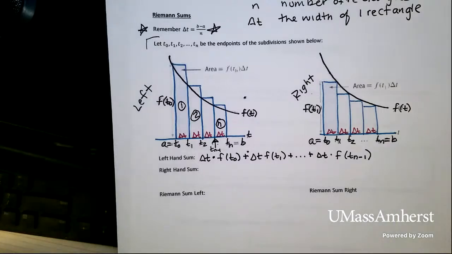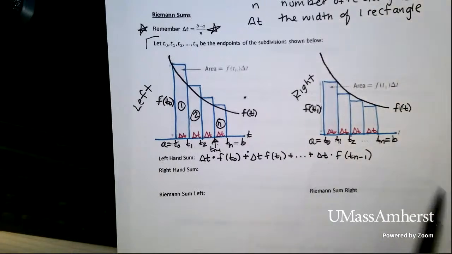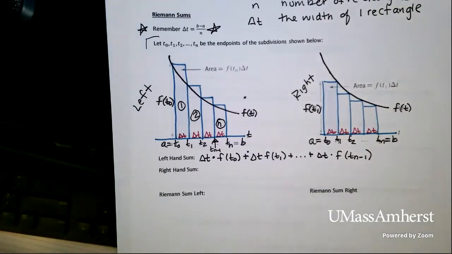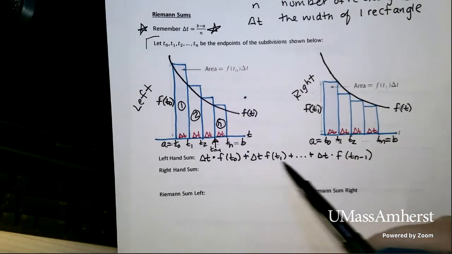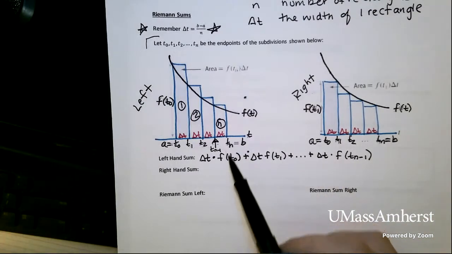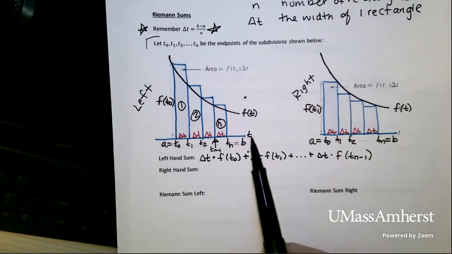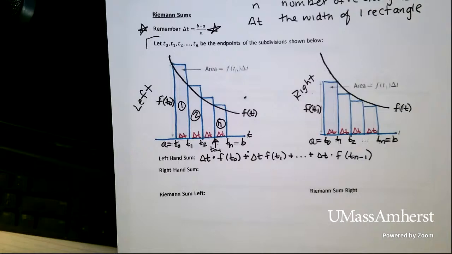What I want you to notice is that when we do this, every single term has a delta t because they all have the same width. What's changing is the subscript here, and that we never use t sub n because it's a left-hand sum. We don't use the rightmost rate, which is t sub n.